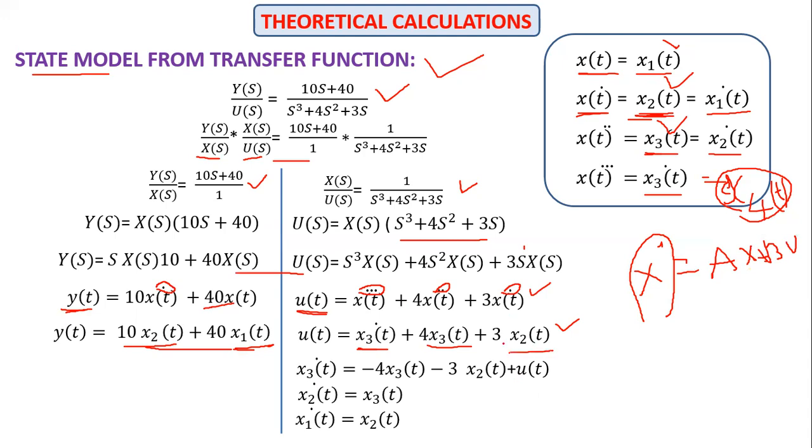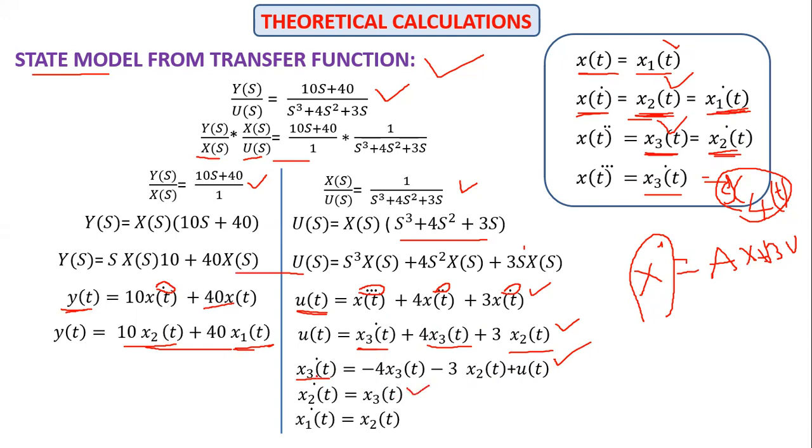If we observe this equation, here x3 dot is already there. So if we rearrange this equation and identify x3 dot, then we get x3 dot is equal to minus, that means these two terms we are shifting to the opposite side, so minus 4 x3 of t minus 3 x2 of t plus u of t is the x3 dot. And before that, we rearranged all these state variables under differentiation of the state variables. If we observe these equations directly, x2 dot of t is nothing but x3 of t. x1 dot of t is nothing but x2 of t. Those two also we are taking.